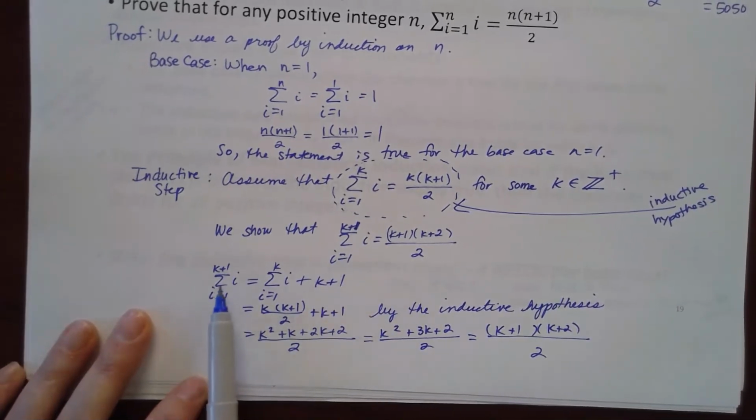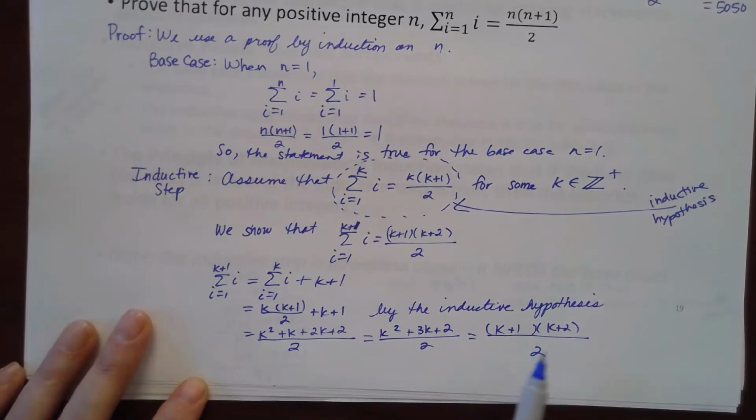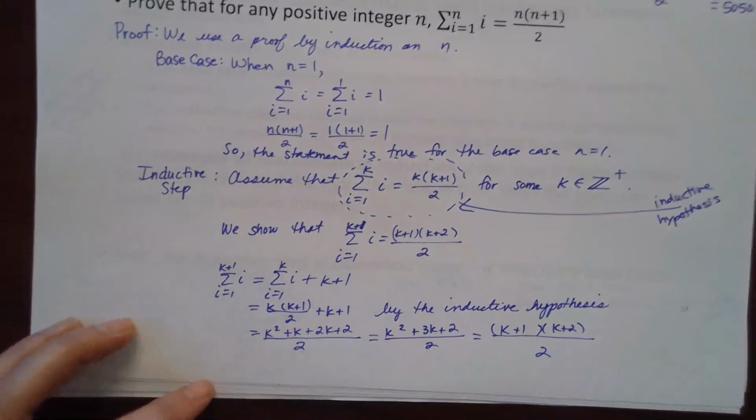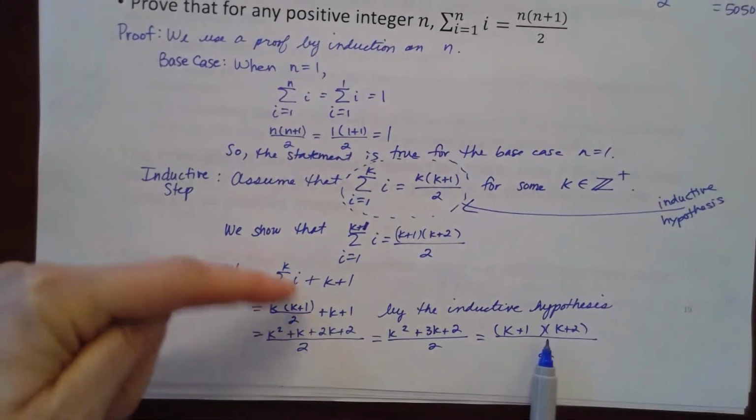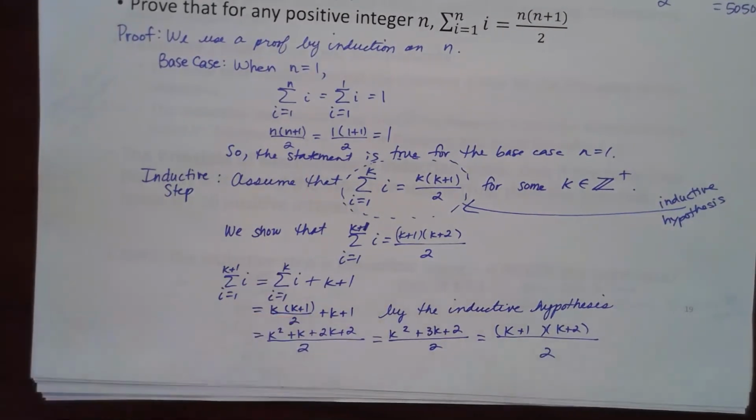So I have right here that the summation from i equals 1 to k plus 1 of i is actually equal to k plus 1 times k plus 2 over 2. So I've shown what I set out to show. Now the important part is this is only true if that substitution that I made there is true. So I've just proved an implication: if it's true for k, then it's true for k plus 1.